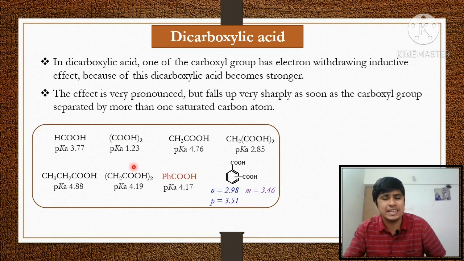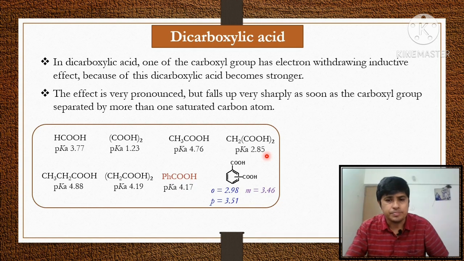Now see here, this is formic acid having pKa 3.77. This is oxalic acid having pKa 1.23. So it is much stronger than formic acid. See here, this is acetic acid having pKa 4.76, and this is malonic acid having pKa 1.47. So acetic acid is weaker than malonic acid, and oxalic acid is much stronger than formic acid.